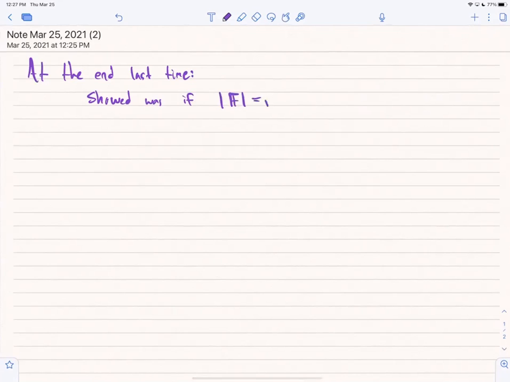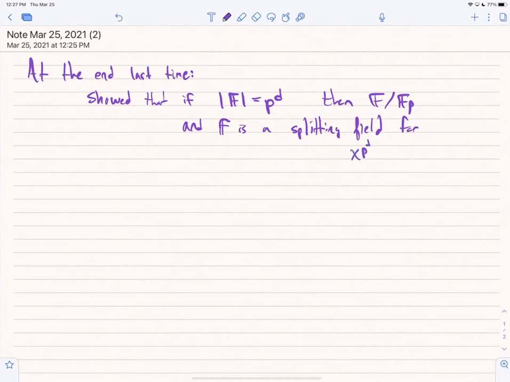if F is a finite field with size p to the d, and well, we already know it contains F_p, we showed that if F has size p to the d, then F is an extension of F_p, and F is a splitting field for x to the p to the d minus x. Okay, great. So we showed this.